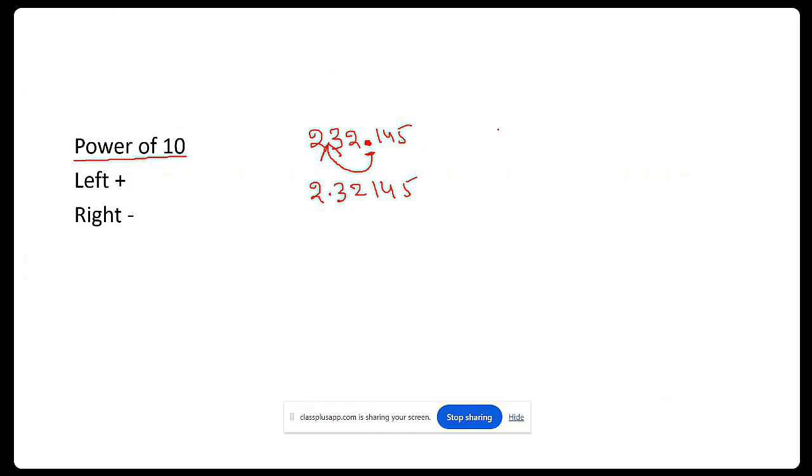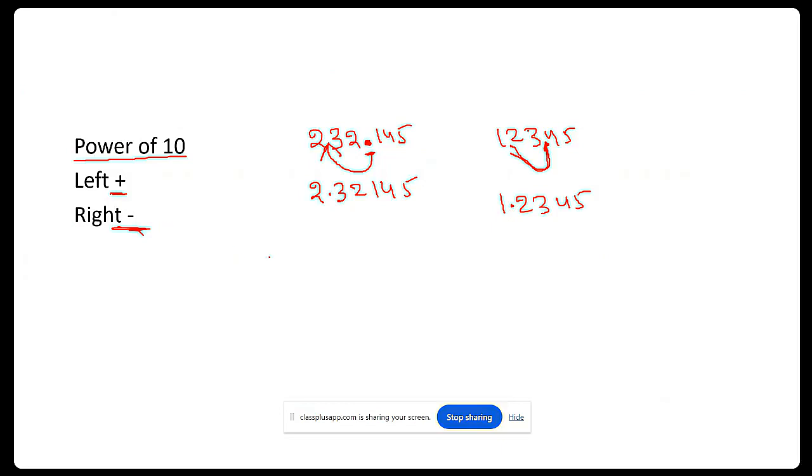Suppose you have 0.012345. Here the point is after 0, and it has to be after the first non-zero digit. So it has to be here, and the value is 1.2345. If the point is moving in the left direction, you have to take plus. If it is moving in the right direction, you have to take minus.